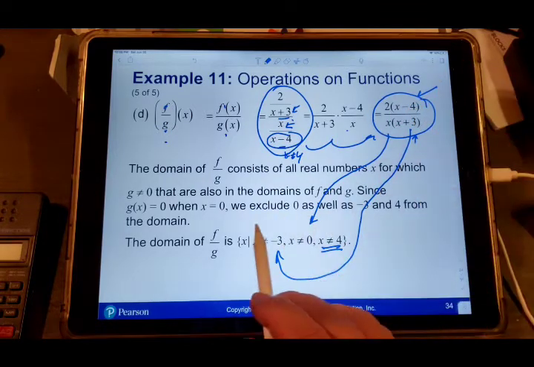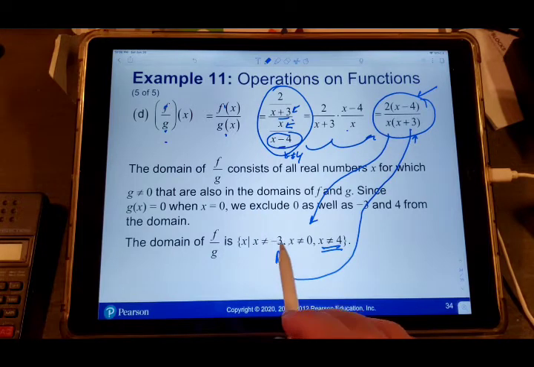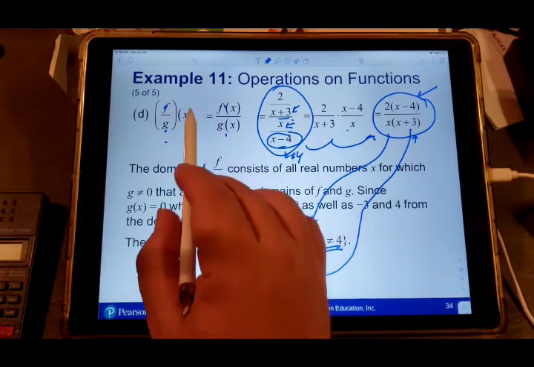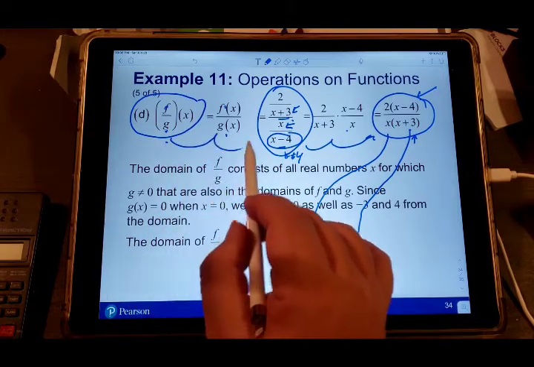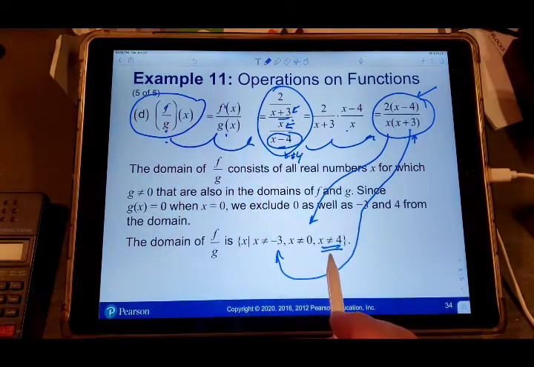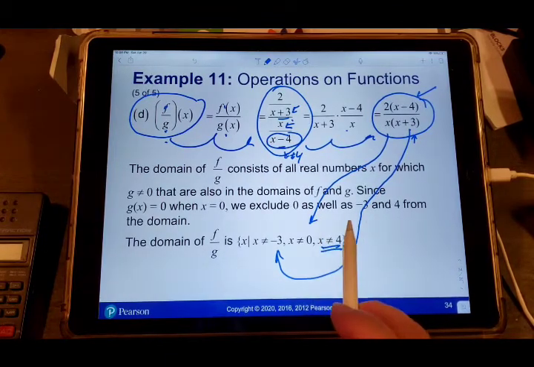But I think we say this a lot of times. When you're talking about the domain of a function, you've got to look at every step. And if there's ever a step in the process where a number is excluded, it stays excluded from the domain.